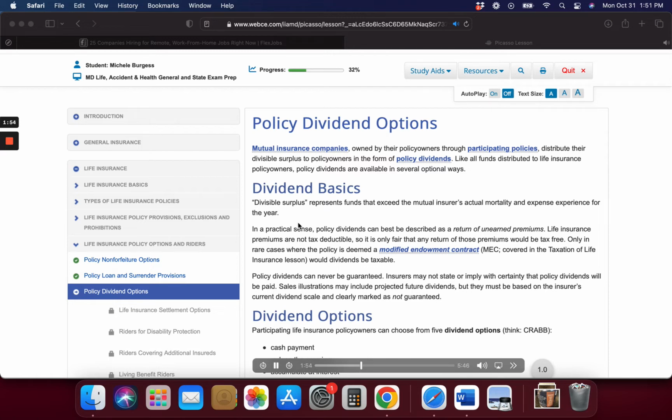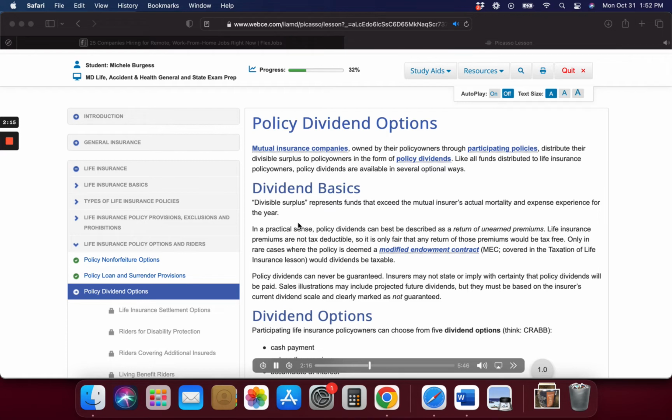Reduce the premium. Under the premium reduction option, the insurance company uses the dividend to reduce the next premium due. For example, if the annual premium was $1,000 and the declared dividend was $250, a policy owner choosing this option would receive a premium notice for $750.